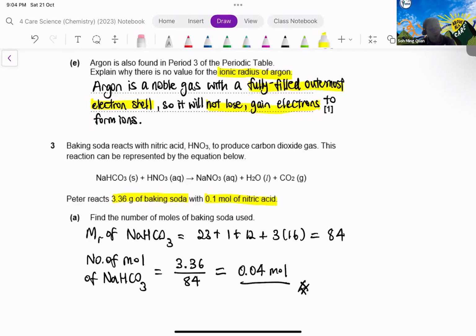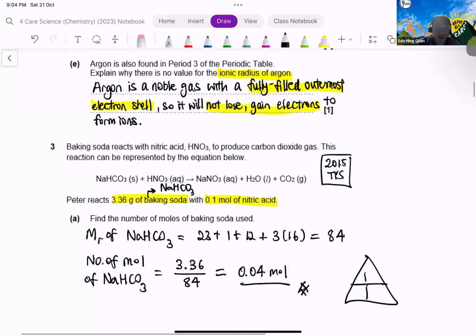Next, you are expected to know that baking soda is sodium hydrogen carbonate. Now, how do you remember this? Well, you did the TYS. The TYS has a similar question in the 2015 TYS. So in the 2015 TYS, you saw that baking soda contains sodium carbonate and sodium hydrogen carbonate. All right. So how do you find the number of moles of baking soda used? First, you find the MR, then you convert 3.36 grams to moles. You do so by using the formula triangle M, N, MR. And if you do so, you will get 0.04 moles.